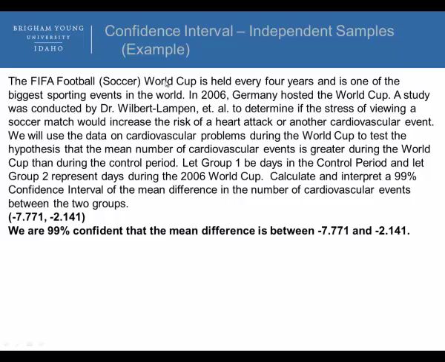Let's go through the second example using the World Cup data. So this is the same data that we used before with the hypothesis test. Now we're going to deal with it using the confidence interval. So going down to here, let group 1 be days in the control period, and let group 2 represent the days during the World Cup.